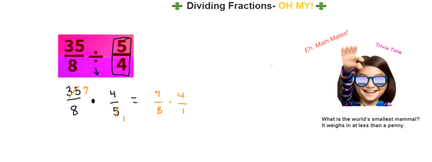Look at the 4 and the 8. There's a 4 on the top and an 8 on the bottom. 4 goes into 4 one time. 4 goes into 8 twice, so I can reduce both of these by 4. 4 into 4 is 1. 4 into 8 is 2. Now I have 7/2 times 1/1, which is 7/2.